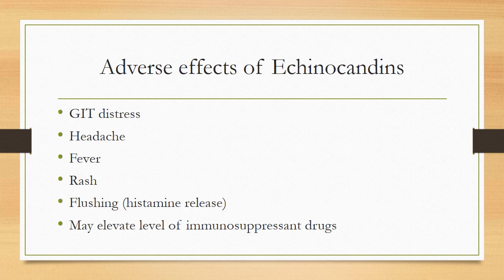Now, what will be the adverse effects of echinocandins? Adverse effects of echinocandins include GIT distress, headache, fever, and rash. Flushing may occur with the use of this drug due to the release of histamine, and that drug may elevate the level of certain immunosuppressant drugs.